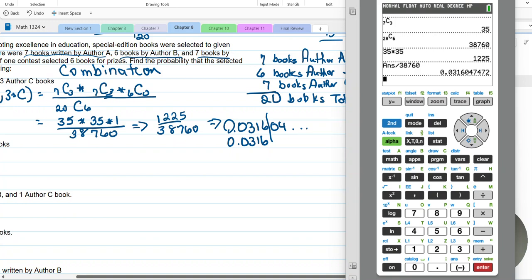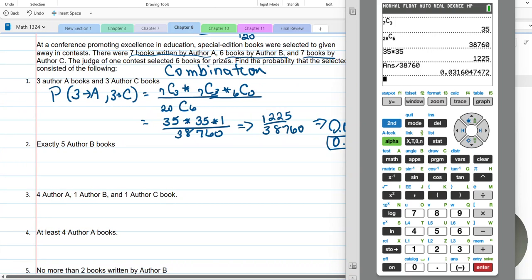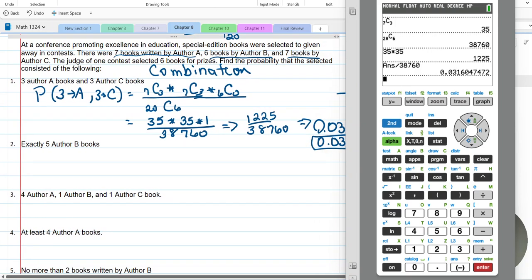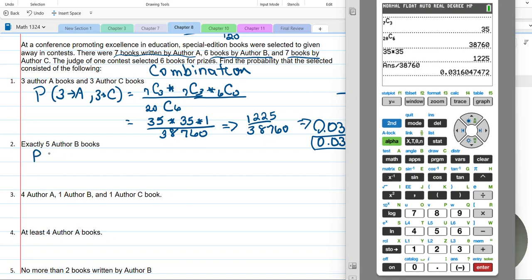And we have a very small chance of getting that condition in the pile. Exactly 5 author B books. Exactly 5 of author B books. All right, now remember we're giving away 6. So we want the probability of 5 author B and then the 1 of other.